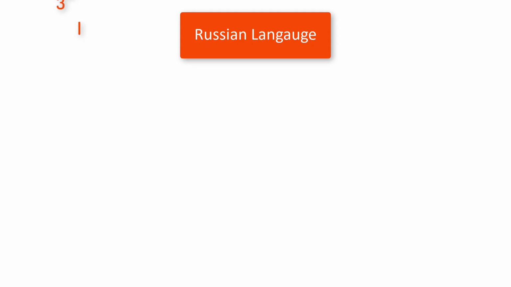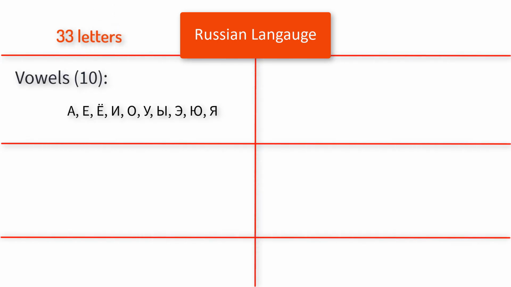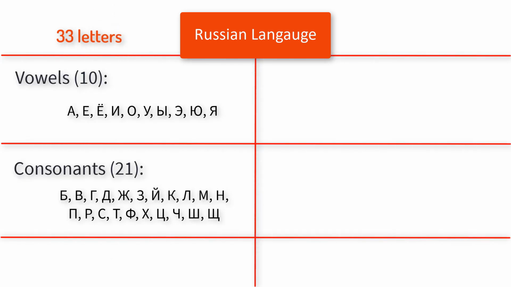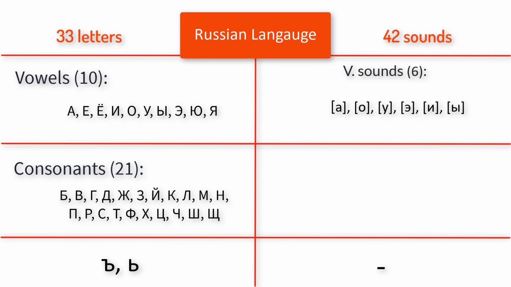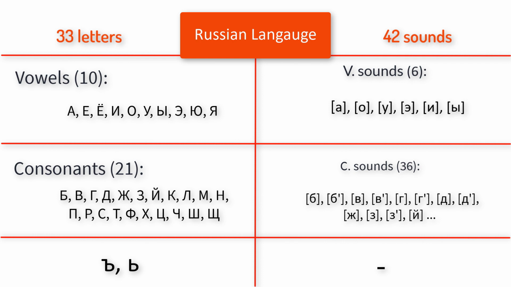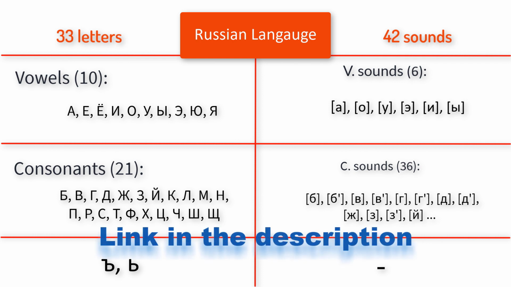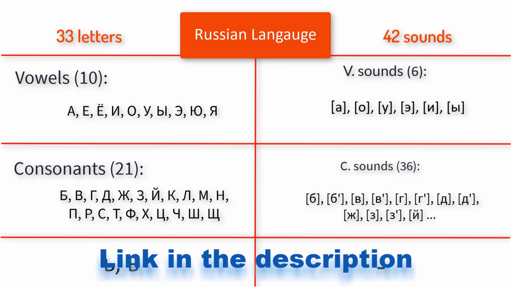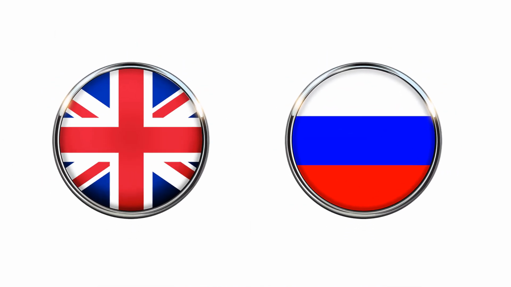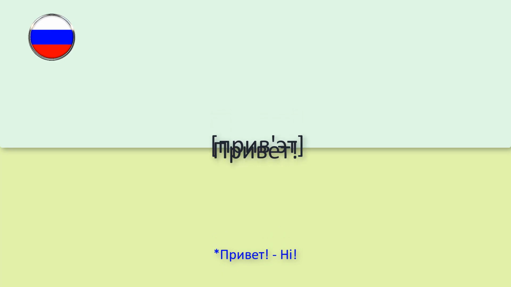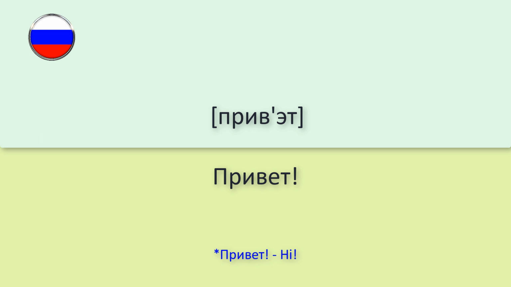Russian language has 33 letters in its alphabet, 10 vowels, 21 consonants, and 2 signs, which do not stand for any sound. And it has 42 sounds, 6 vowel sounds, 36 consonant sounds. You can find the full list of Russian letters and the sounds they denote in the PDF of this lesson. Click the link in the description to download. Unlike English, Russian is a largely phonetic language, which means that you can predict the word's pronunciation from its spelling and vice versa, its spelling from its pronunciation.